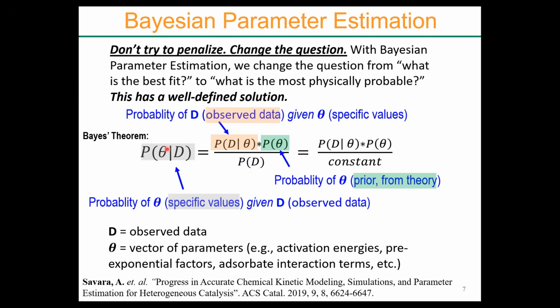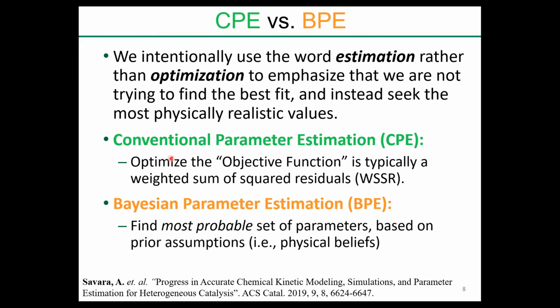On the left-hand side, we have our values that we're interested in estimating, specific values such as an activation energy, and we try to find them, at least in this talk, we look for the maximum probability. I want to draw this distinction that we are intentionally using the word estimation rather than optimization to emphasize that we're not trying to find the best fit, but the most physically realistic values.